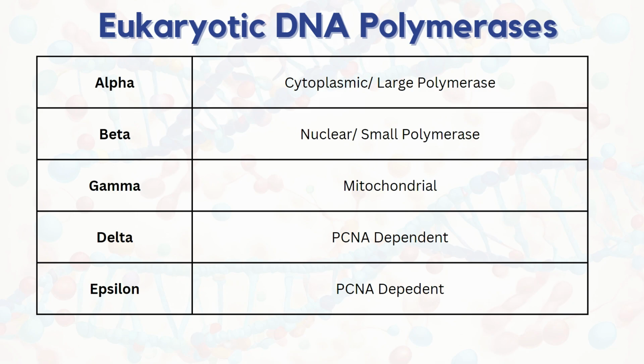The large DNA polymerase alpha is the predominant DNA polymerase enzyme in eukaryotic DNA replication and was believed for a long time to be the only enzyme involved in the process. But now one more polymerase, namely DNA polymerase delta, is also found to be involved in eukaryotic DNA replication.